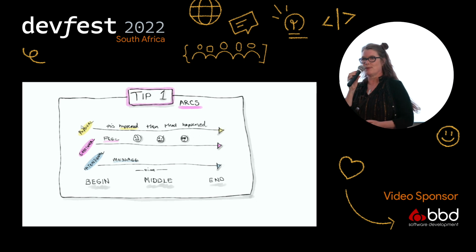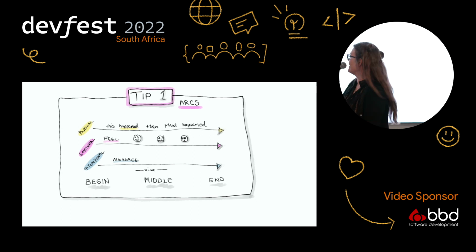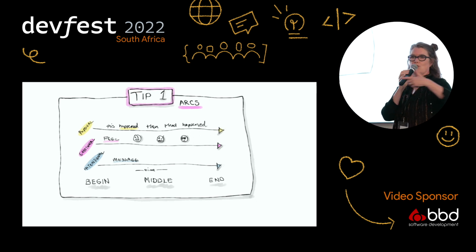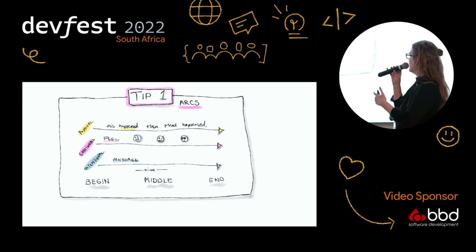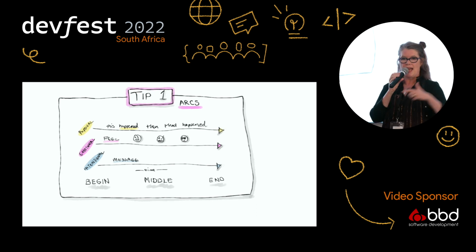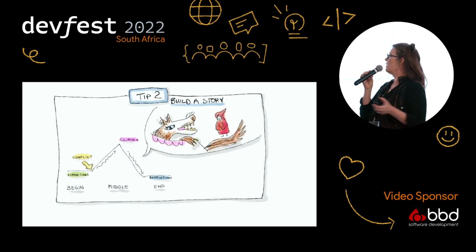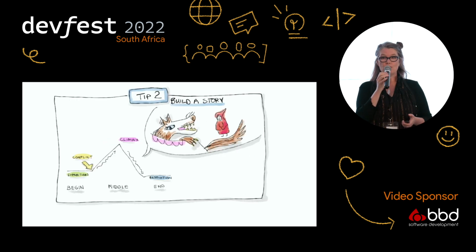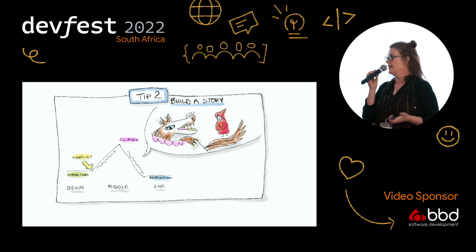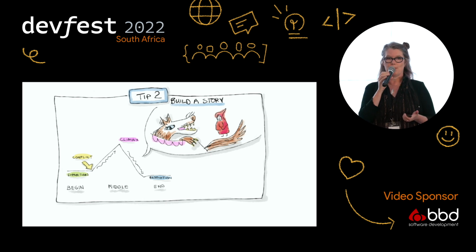So the first tip you already got, right? Is this thing that there's a physical story and an emotional story, and a beginning and a middle and an end, and a message on top of that. So that would be my tip 1. My tip 2 is build a story, because that's what keeps people awake, right?